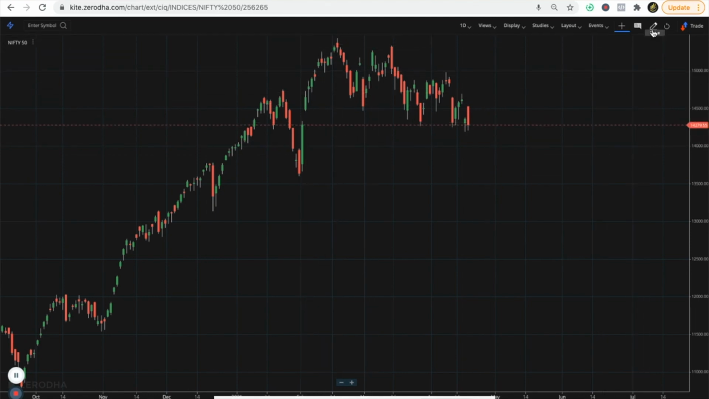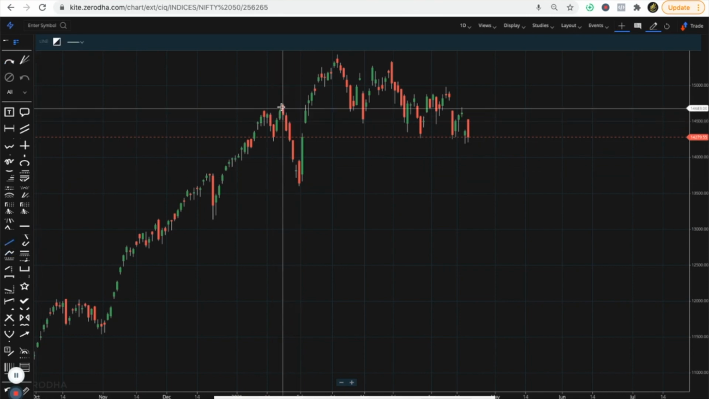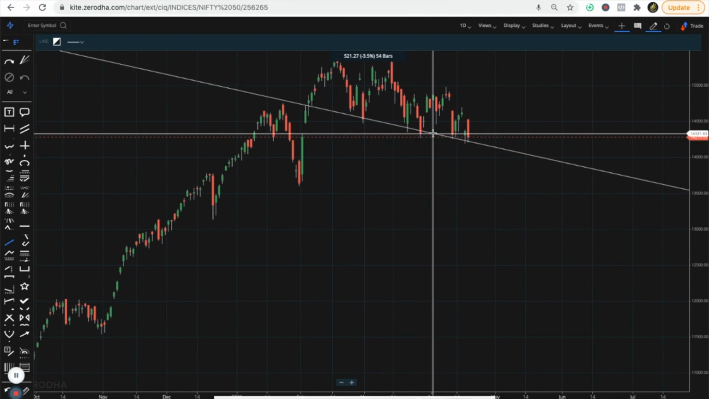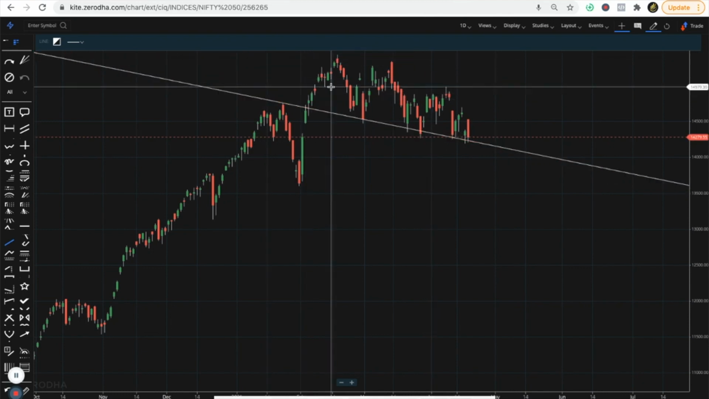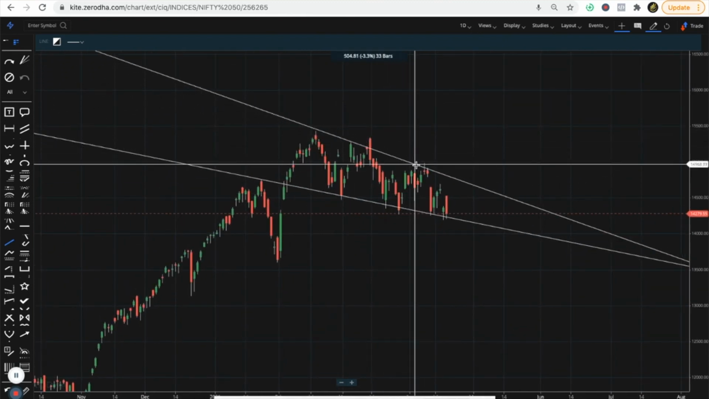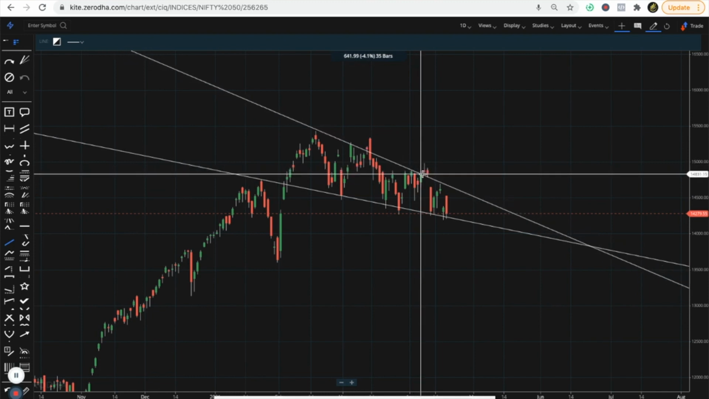Now I could mark some trend lines over here. I will explain trend lines further, don't worry. You can mark or extend some trend lines connecting these lows. On the top part also I could connect and extend these. You could extend something like this.